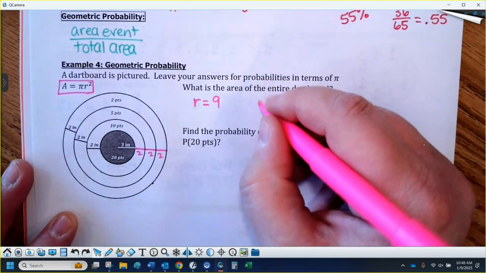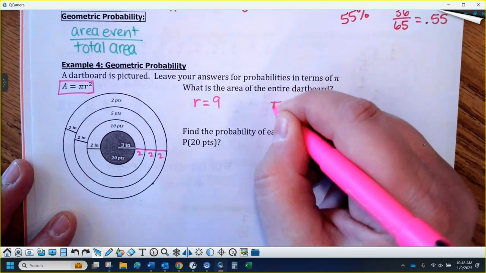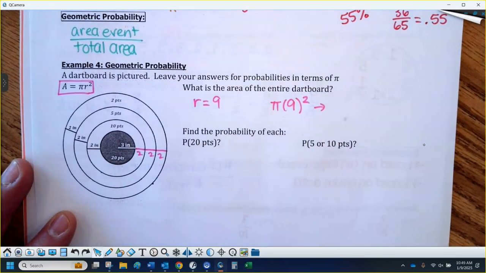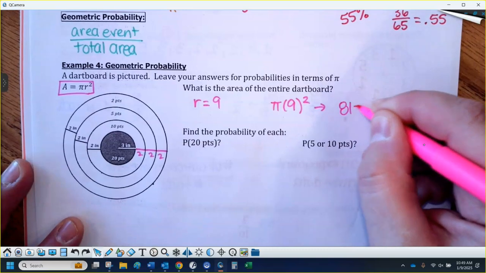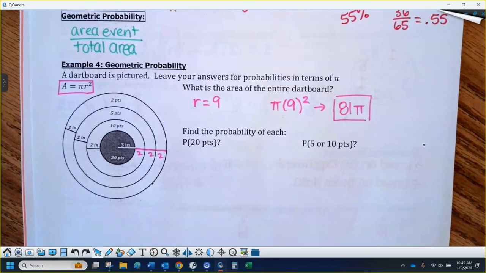So all we got to do for the area of the entire dartboard, this will go on the bottom of my probability. This would be pi times 9 squared, and I said leave it in terms of pi just so we don't have to mess around with that. So I'm just going to square the 9. This would be 81 pi. Okay, need that. That's going to go on the bottom of my fraction for any probability because that's the total area of what we're looking at.